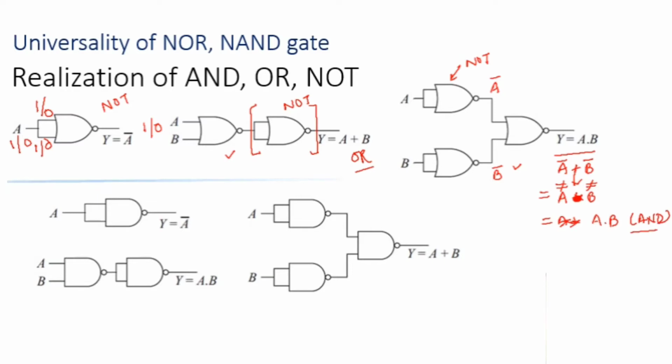Similarly, we can prove the universal nature of this NAND gate as well. You can check it on your own. This will be your NOT gate. You can verify this. This is your AND gate. You can verify this. And similarly, this one is your OR gate. So you can verify this on your own.